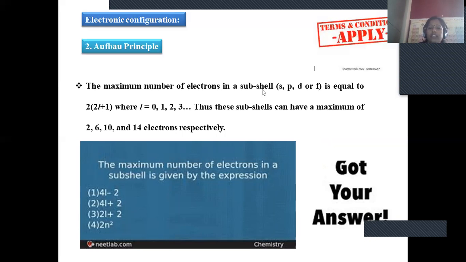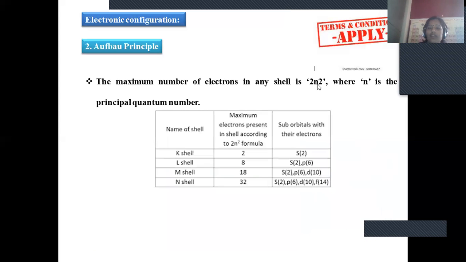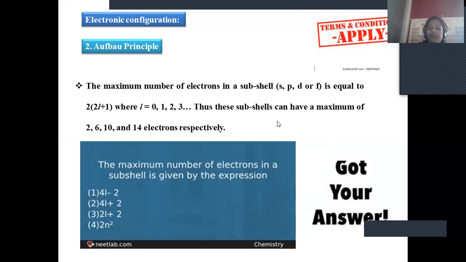So here, when we apply this filling of electrons in the subshell and main shell, what is the formula? 2n to the power 2 is the formula for the main shell. For the subshell, the formula will be 2 into (2l plus 1) in order to fill the subshells. So when l is equal to 0, the maximum possibility of electrons is 2. When l is equal to 1, 2 into (1 plus 1): 2 into 1 is 2, plus 1 is 3, 3 into 2 is 6. So if l is equal to 1, the maximum possibility of electrons is 6.